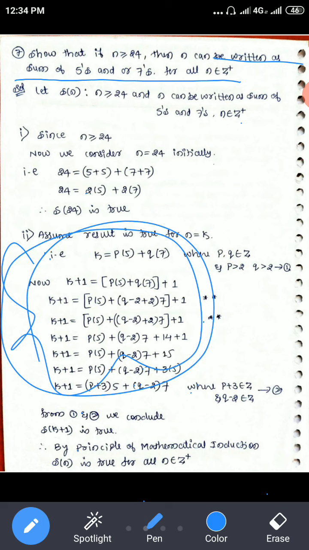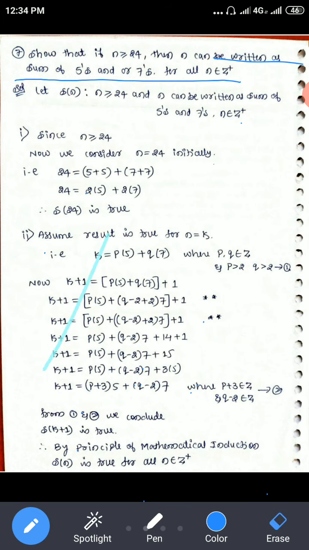Okay, so therefore from 1 and 2 we can conclude that S of k plus 1 is true. Therefore by principle of mathematical induction, Sn is true for all n belongs to Z plus.